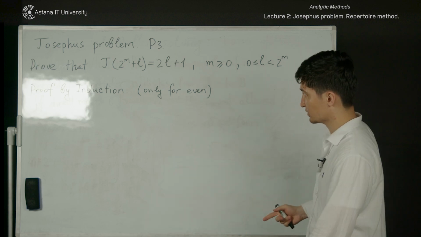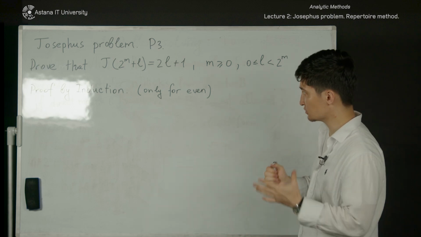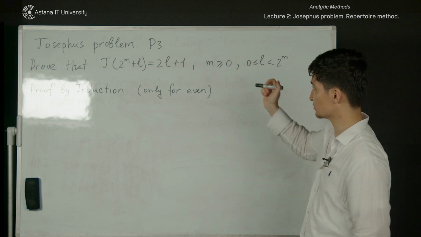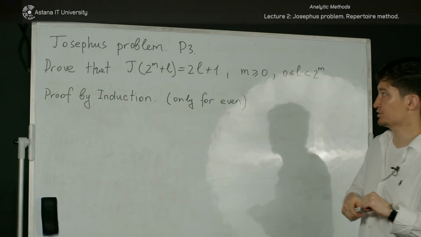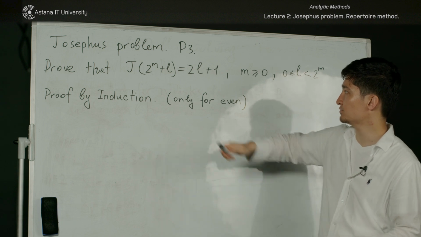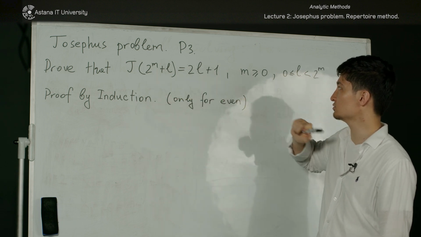Okay, let's continue now. Part 2. In part 2, we're going to consider Joseph's problem. So let's consider this problem number 3, which says prove that J of 2 to the power of m plus L equal to 2L plus 1.